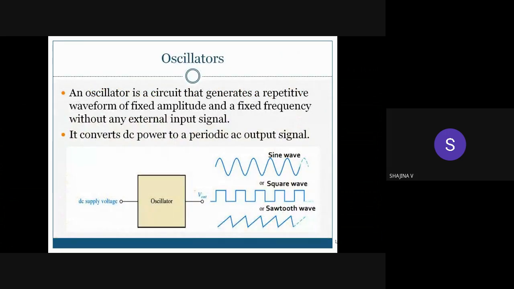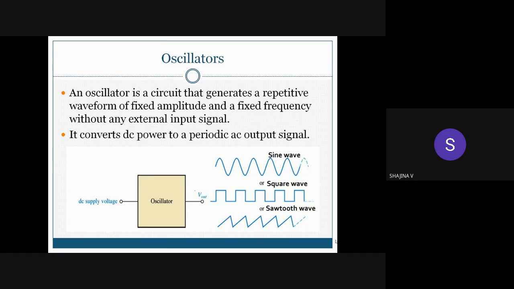So we can define an oscillator. An oscillator is a circuit that generates a repetitive waveform, or we can say a periodic waveform, of fixed amplitude and a fixed frequency without any external input signal.